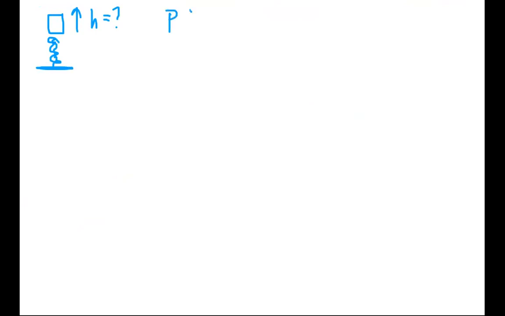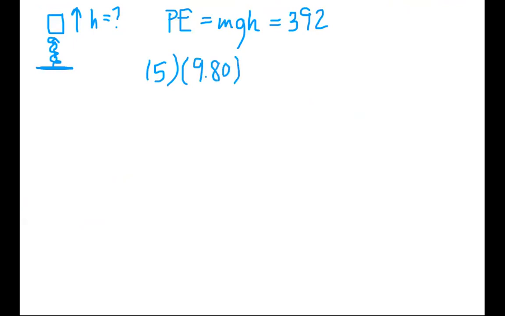So potential energy, which is equal to mgh, is equal to, again, our value of 392. Because energy is not created or destroyed, it's going to be equal to our total energy again. So we can say that 5 kilograms times 9.80 times the height, which is what we're calculating for, is equal to 392. And if you put that in a calculator, you get a height of 8 meters.